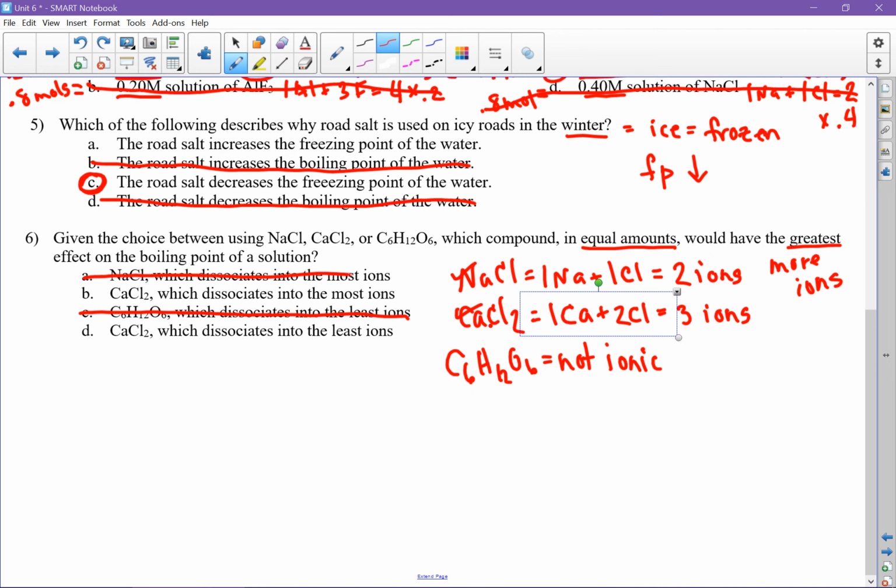So it can't be A. The reason why we chose CaCl2 as the winner is because we were looking for the most ions. So B is your answer. Alright, I hope that helps.